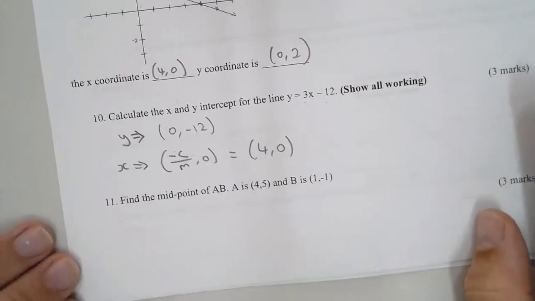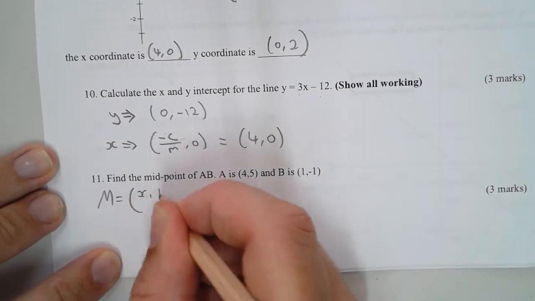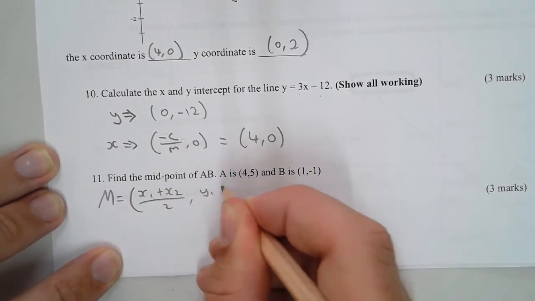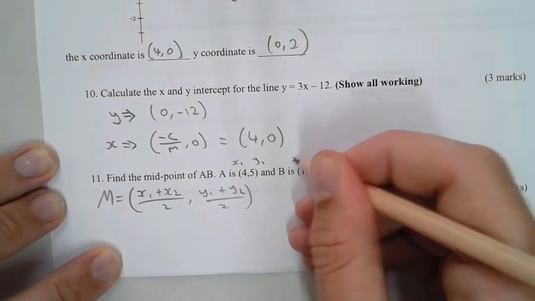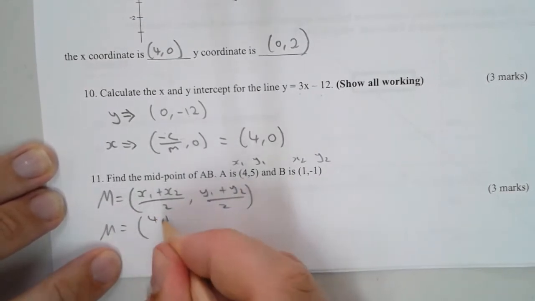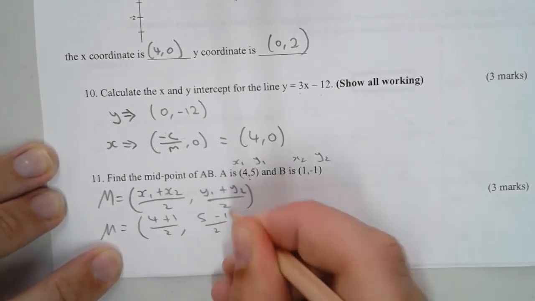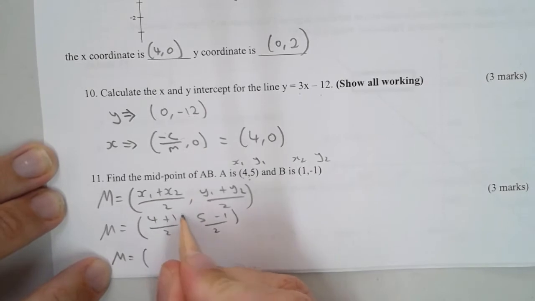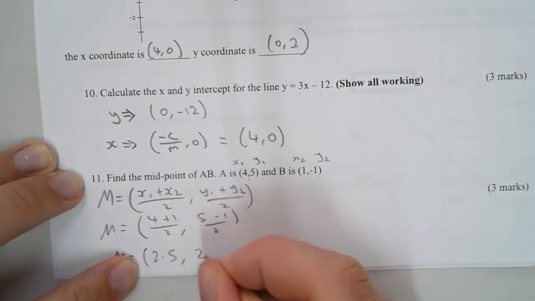11. Find the midpoint. Well, all you've got to do is use your midpoint formula. How do you find the middle of two numbers? You add them together and divide it by 2. So there's your first x, first y coordinate. There's your second x, second y coordinate. So all you've got to do is go 4 plus 1 divided by 2 and 5 minus 1 divided by 2. Well, 4 plus 1 is 5, divided by 2 is 2.5, and 5 take away 1 is 4, divided by 2 is 2. 1, 2, 3. Easy. Number 12.